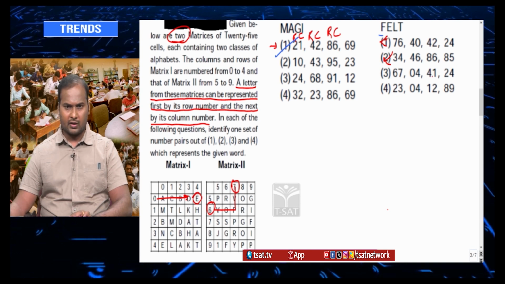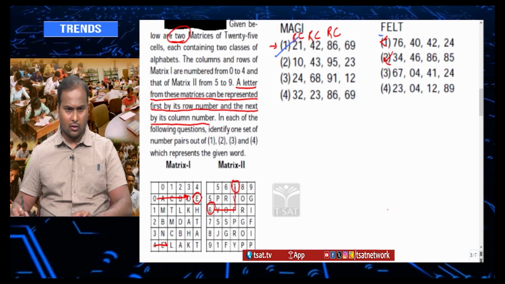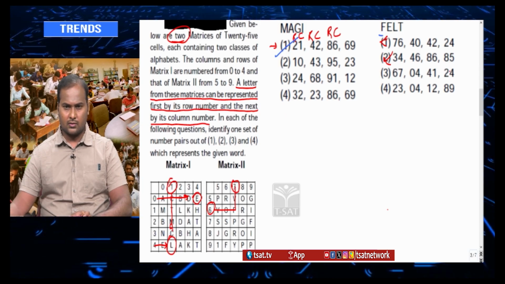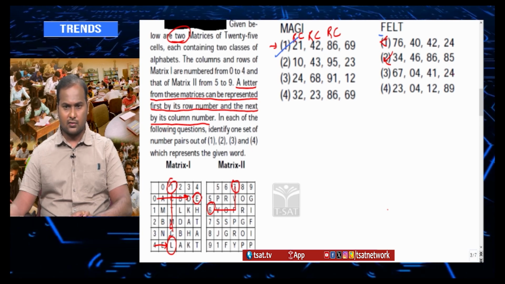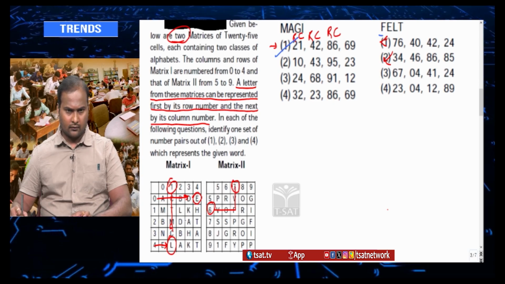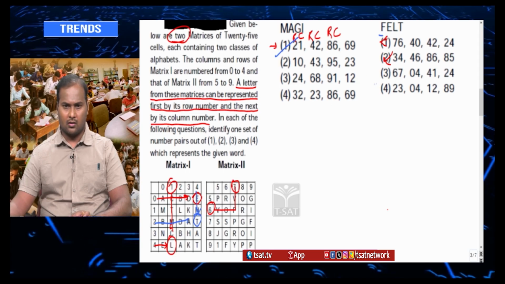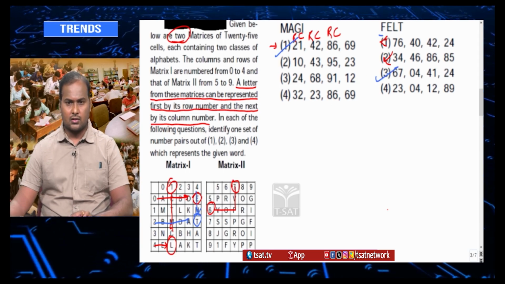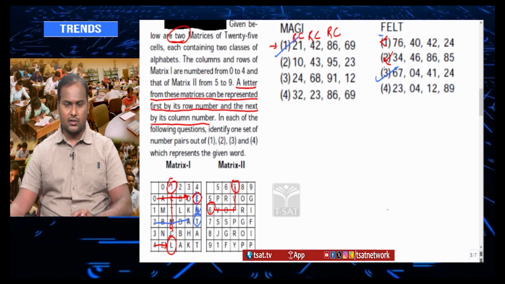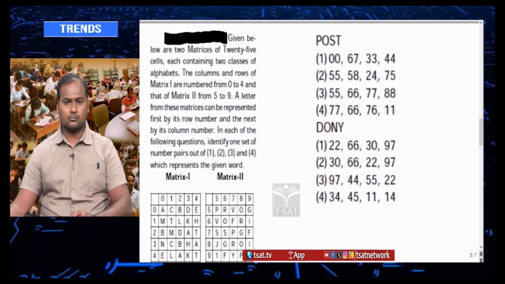Next one is 4, 1. Is 4, 1 representing L? Let's check. 4 is the row and 1 is the column. So it is L. It is also correct. Finally 2, 4. Is 2, 4 representing T? Check it out. You can see here, this one represents 2 and 4. So again, option C is the answer. I always say that it's better to go with the options in the examination. But you need to observe very, very fast. Let's check another question.